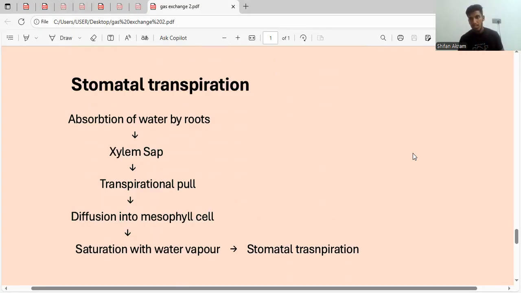How does transpiration occur? Where does it start? It starts in the root. The root absorbs water by osmosis. When the roots absorb water, the water enters the xylem vessels, and through the xylem vessels, water travels upward in the plant. How does this occur? This occurs through the transpirational pull of the water. Transpiration pull is the pull of water that occurs through evaporation, and water has certain qualities such as adhesion and cohesion, which help in the transpirational pull.